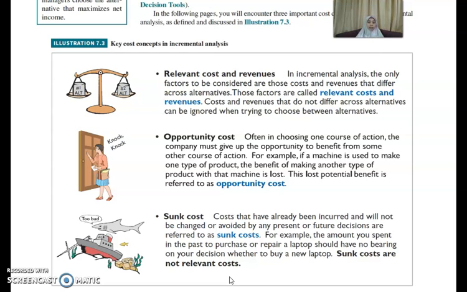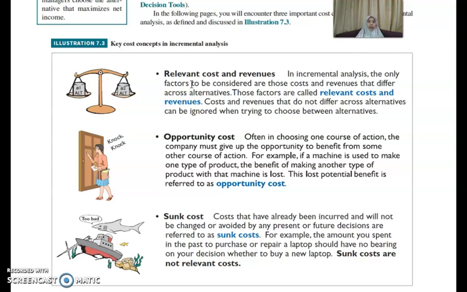So sunk costs are costs that you have already incurred in the past. For example, the cost of the Myvi you purchased 5 years ago is 50,000. So the 50,000, the cost of the Myvi when you purchased it, is irrelevant when you want to decide whether you want to purchase a new car or not now. Okay, so that is sunk cost. So in short, when you want to make a decision, you have to consider what the relevant cost is. The relevant cost should be considered when you want to make a decision.